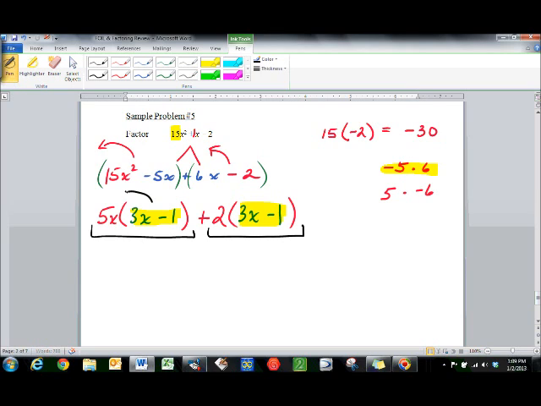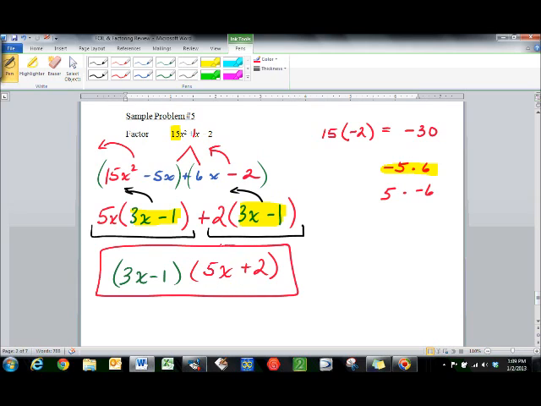If I'm looking at term number 1 and term number 2, what those two terms have in common is the 3x minus 1. So if I pull out the 3x minus 1, I'm left with 5x from the first term and a positive 2 from the second term. And I have my fully factored form of the trinomial. So that is the grouping process being used to factor a trinomial that has a leading coefficient greater than 1.